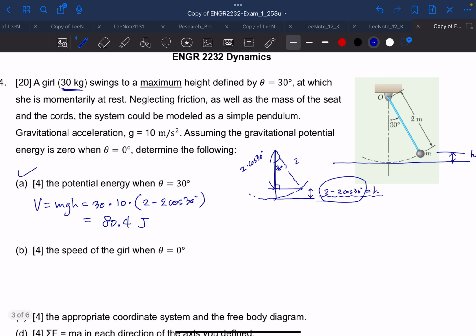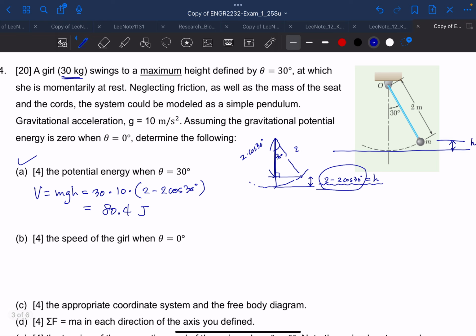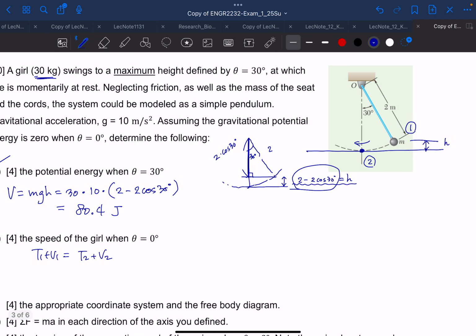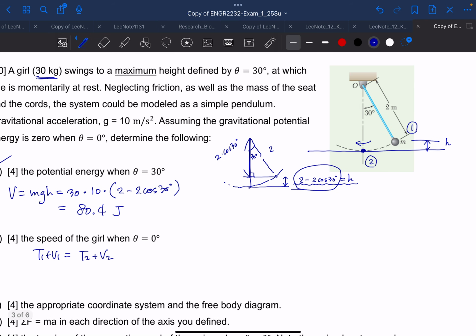Okay? And then next, we want to find out the speed when the girl passes this point. If you want to do that, we can use this energy principle: T1 plus V1 is T2 plus V2. So we can call it point 1 here, and when it's down there, it's point 2. The kinetic energy at point 1 is going to be 0, because when she goes up there, she basically stops for a moment when it reaches the max height.